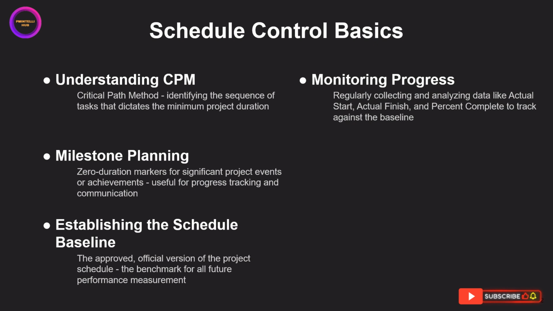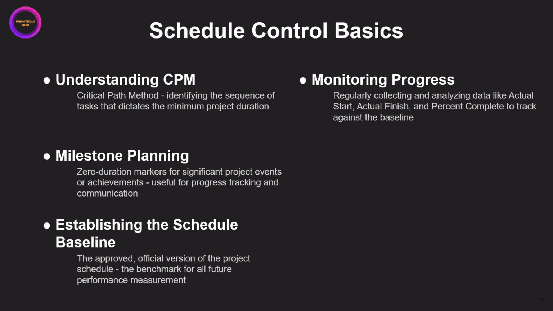Once the project is underway, we move into monitoring progress. This is an ongoing activity that involves regularly collecting and analyzing key data points. We'll look at metrics like actual start and actual finish dates for tasks, as well as percent complete. The goal here is to continuously track our performance against the schedule baseline we just talked about. This regular monitoring is what allows us to detect problems early.